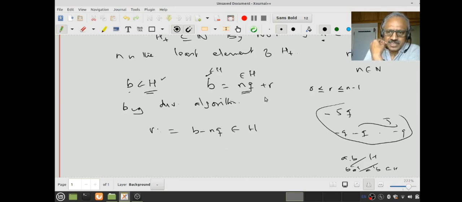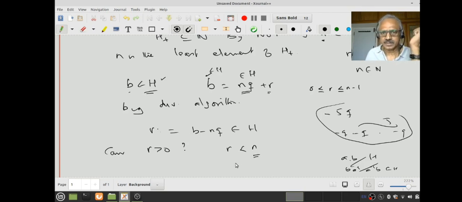So I use the division algorithm. So there is something about R. What is R? R is between 0 less than or equal to R less than or equal to n minus 1. Do you understand? Now, can R be positive? Can this happen? Suppose this happens. Remember, R is an element in H and R is also positive, but R is strictly less than n. But what was my hypothesis about n?